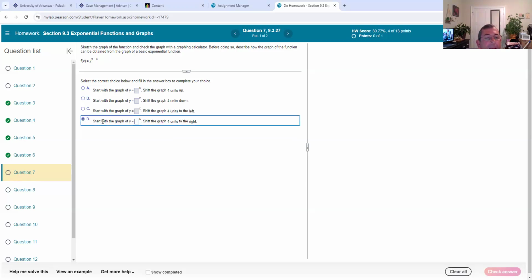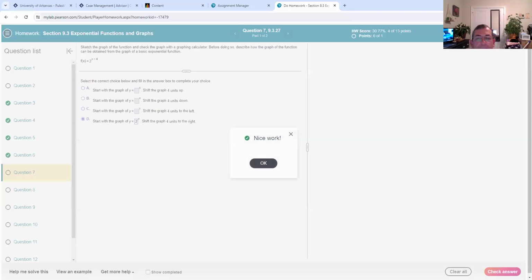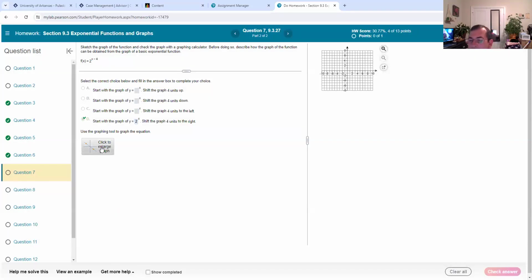And it says start with the graph of y equals blank to the x. We're going to put our 2 there, because 2 was our base for our problem, okay? And then we shift it 4 units to the right. So y'all watch this. You're going to check that answer, put OK. Then it says click to enlarge graph. So click that.